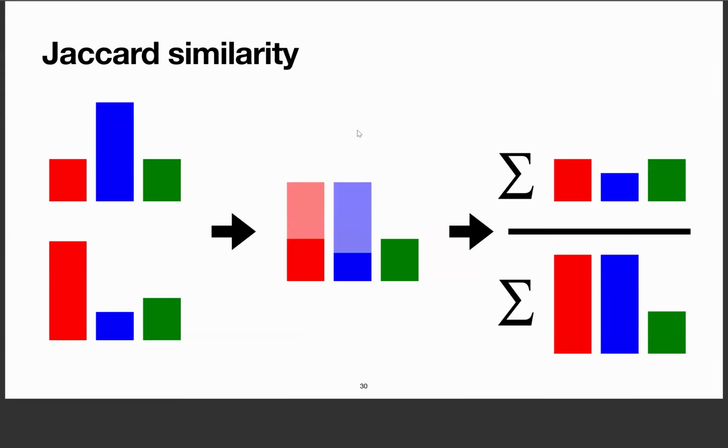If I have two histograms, then you can lay them on top of each other. On the numerator, we just have the sum of where they overlap at the bottom, so the minimums, and then on the bottom you have the sum of the maximums. As you can imagine, if the histograms are similar, then this is very close to 1. And because the distance is 1 minus this, the distance is very small. So if something has a small Jaccard distance, then the histograms are going to be very similar.